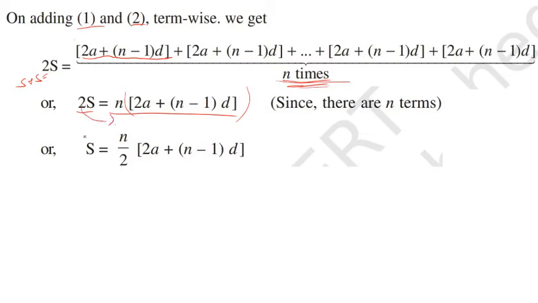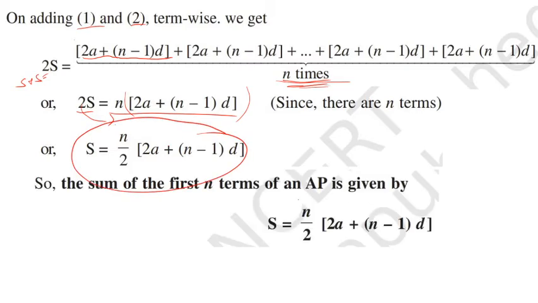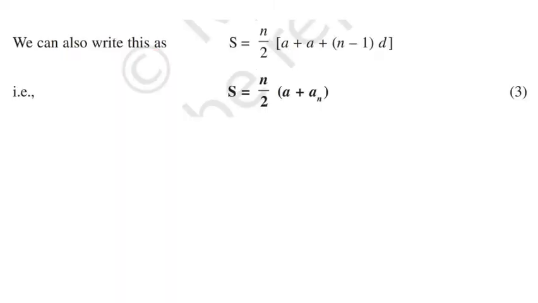Again, bring it to this side, you will get S is equal to n by 2 into 2a plus n minus 1 into d. So students, this is the formula for finding the sum of the first n terms of an AP, right? So S is equal to n by 2 into 2a plus n minus 1 into d is the formula. Now let us see some more information about this formula.